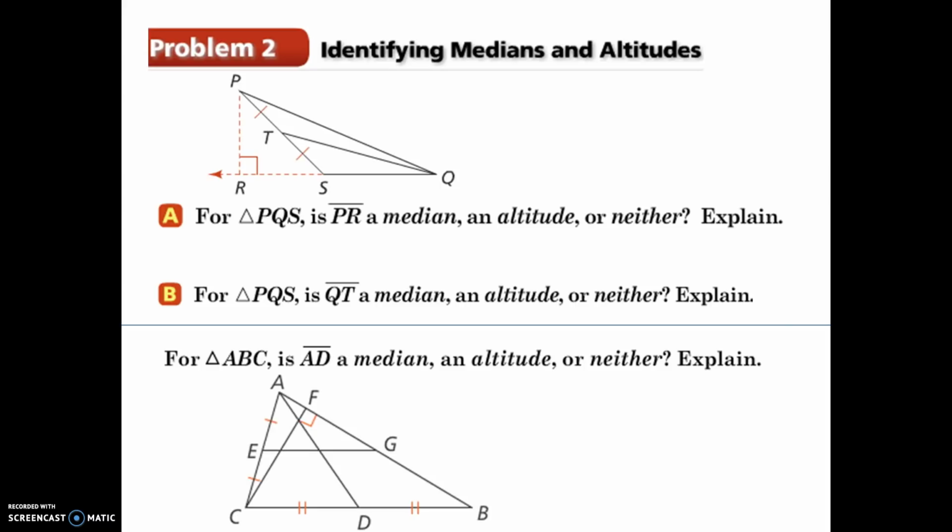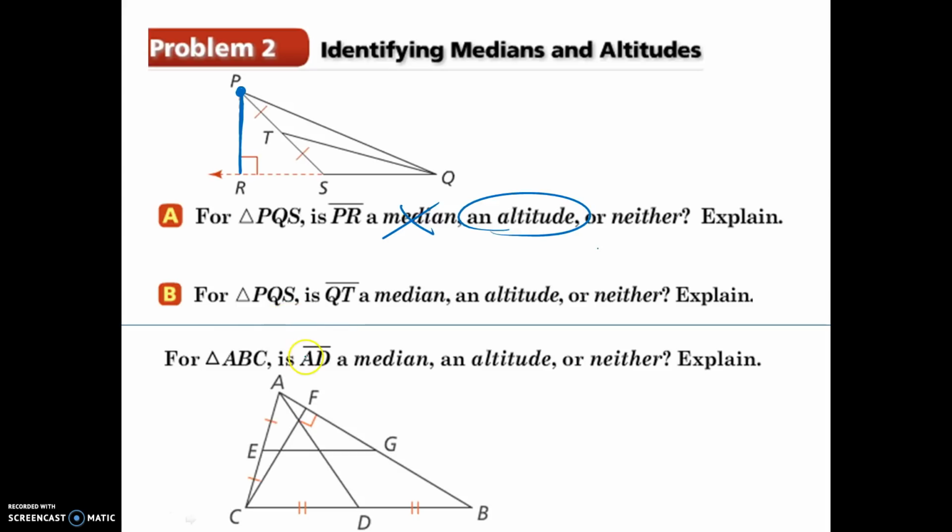So let's practice identifying medians versus altitudes. So part A for this triangle shown right here is PR, right here, a median, an altitude, or neither? Well, I know right away it's not a median because it does not split the opposite side in half. I do see a right angle, so I'm going to look at it and see if it is an altitude. If it is, it leaves from a vertex, and it's perpendicular to the triangle's base. So it looks like, yes, this is an altitude.